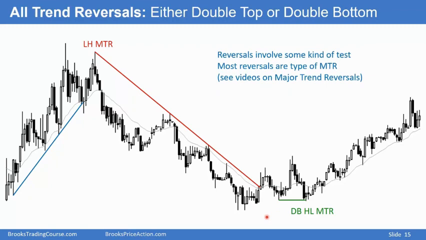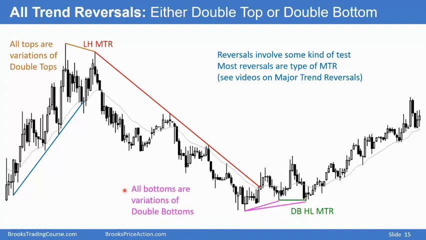Since reversals involve some kind of a test, most reversals are double tops or double bottoms. I talk about this more in the video on major trend reversals. Again, this is a double top, but a slightly lower low double top, so it's a variation of a double top. And here we have a double bottom here, and a double bottom there, and then a small double bottom higher low here. Again, double bottoms.